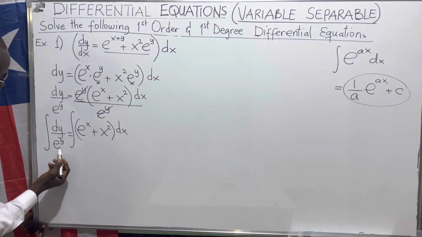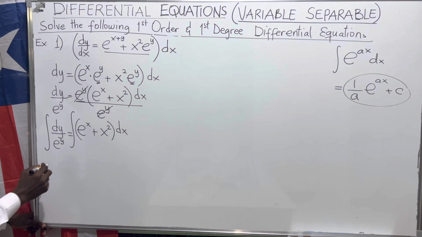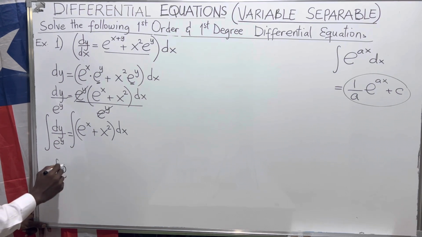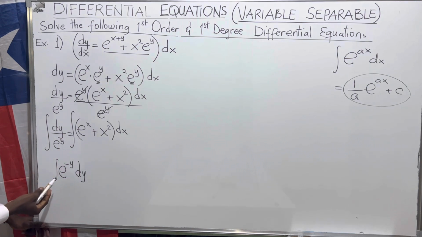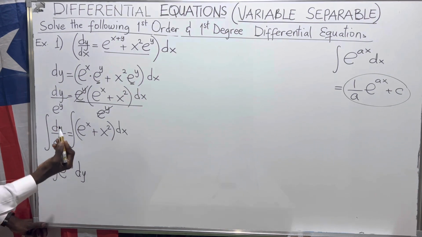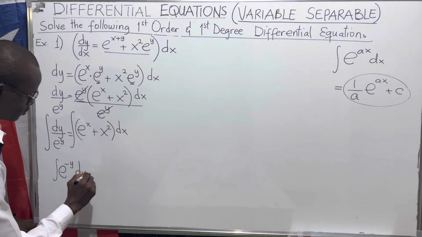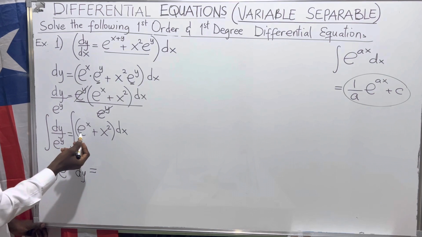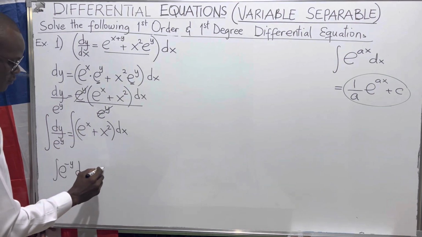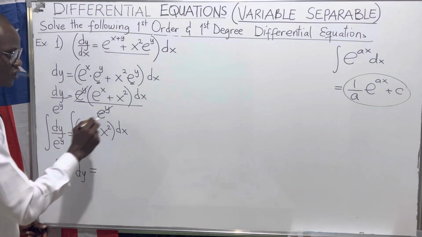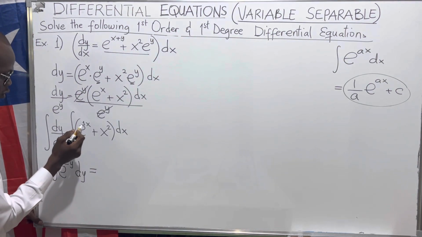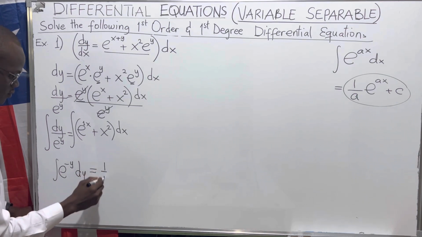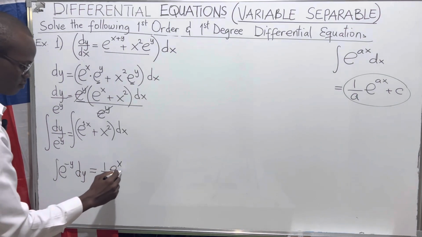So what we need to do is to send this e raised to the power y to the numerator. So we can say the integral of e raised to the power minus y dy. When the power is leaving the denominator and going to the numerator, it changes to negative. So we have equal. Now we can integrate. E raised to the power x, the coefficient here is 1. So if we want to use that method, which is 1 over a, now it's just 1 all over this coefficient. So it's just 1 over 1 e raised to the power x plus.